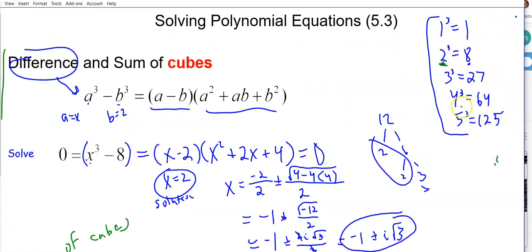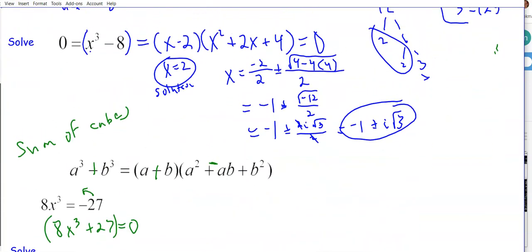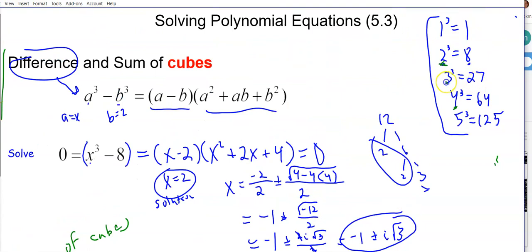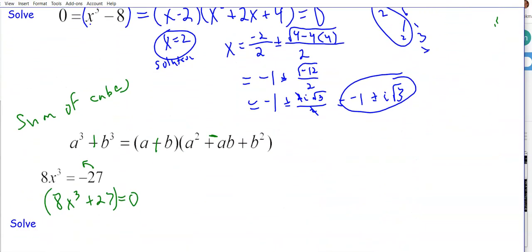And 64, so what it was, is 4. So 64, no, it's 27. Sorry, 27, so the base is 3 there. 3 to the third is 27. Okay, so my a value, if I want to write it down, it might help you to write it down. My a value in this case is the cube root of 8x cubed, which is just 2x. The b value is the cube root of 27, which is 3.